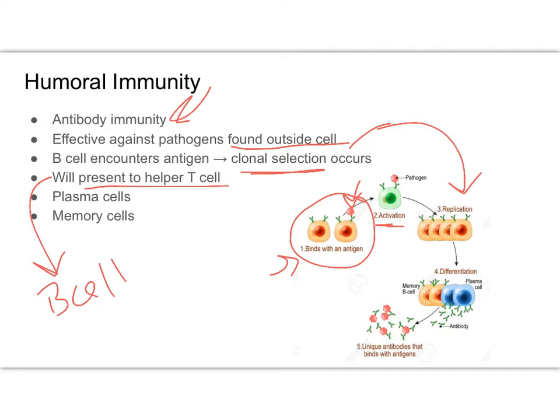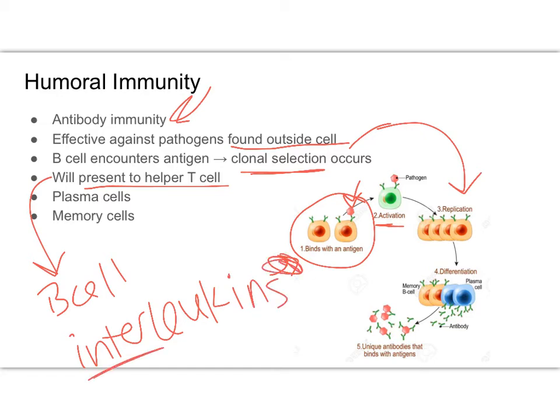And a helper T cell releases substances that are called interleukins. Remember, leuco is white, so interleukins between white blood cells. What the helper T cell does is it activates more B cells. It goes and activates more B cells, and this will help the B cell fully kick into gear. And it will help differentiate which ones become plasma cells versus which ones become memory cells.